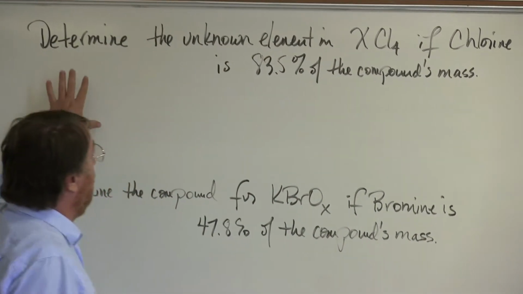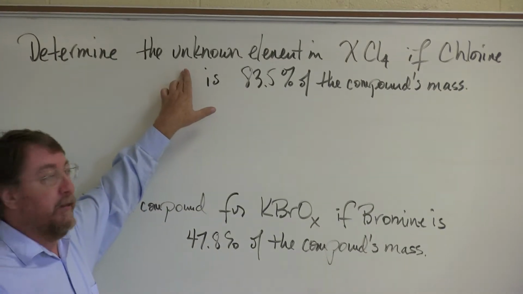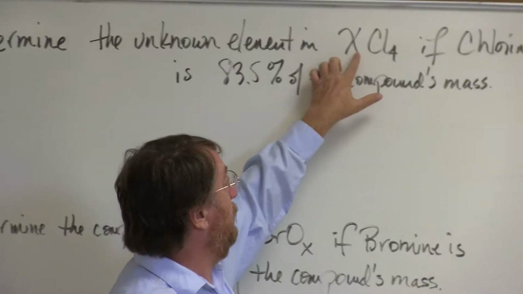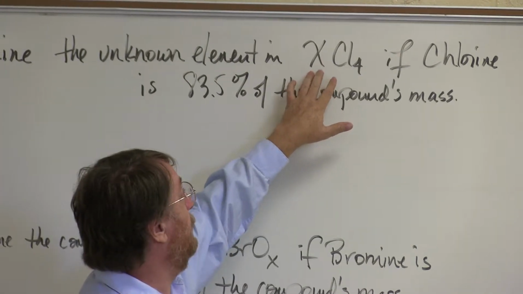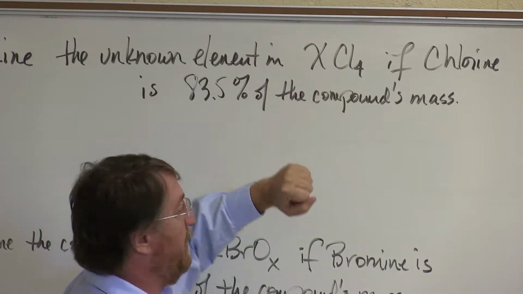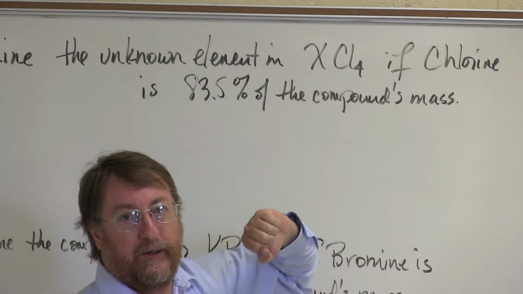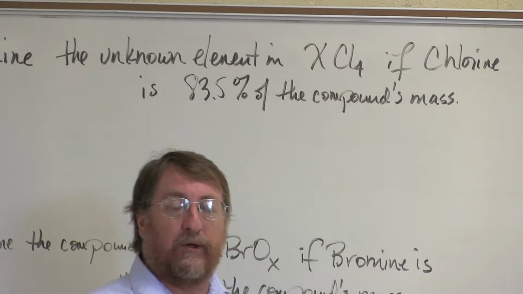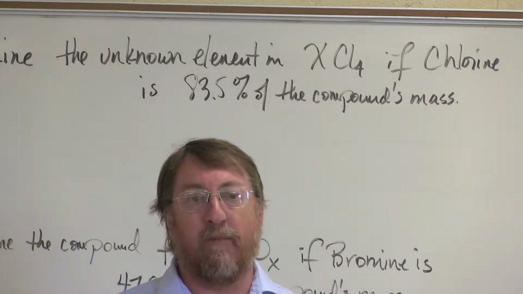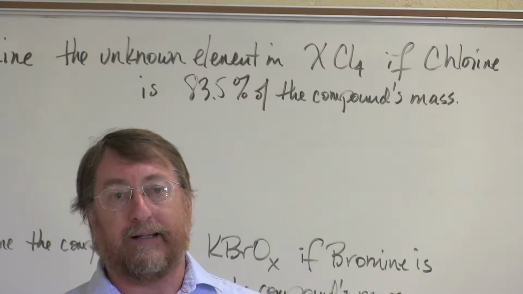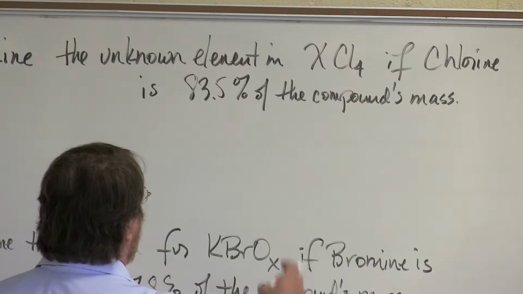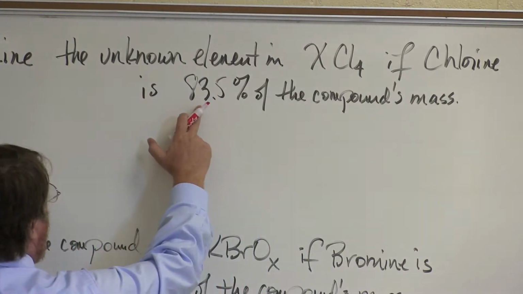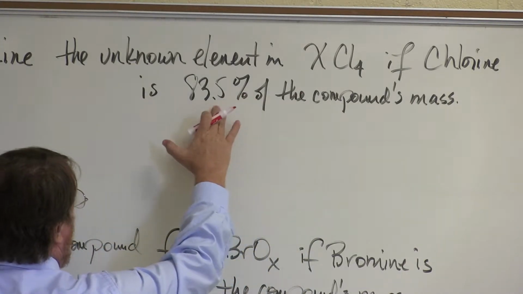For instance, let's determine the unknown element in this compound, something Cl4. We don't know what this element is, if chlorine is 83.5% of the compound's mass. So the way we're going to do that is find out the missing molar mass. Then we'll go to the periodic table and figure out what the element is. Okay, so XCl4, we've got 83.5% chlorine.